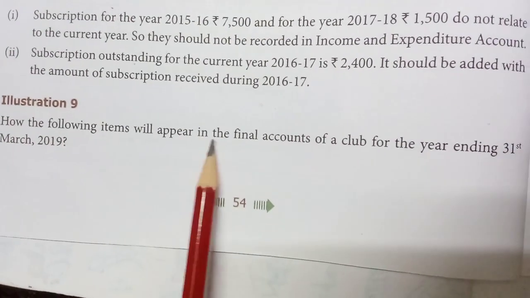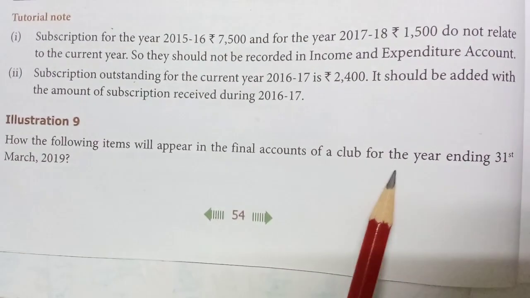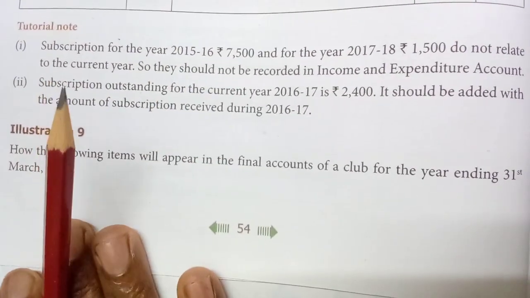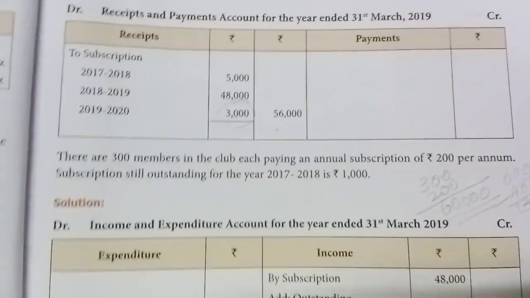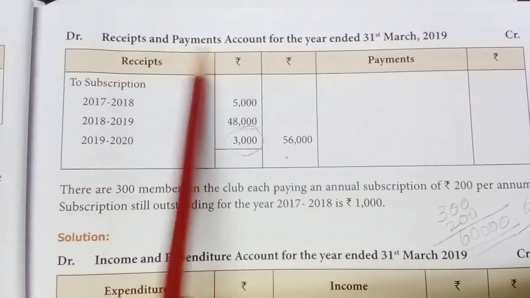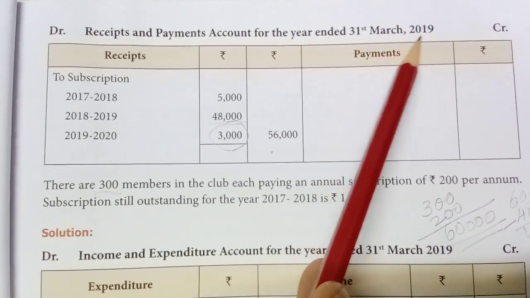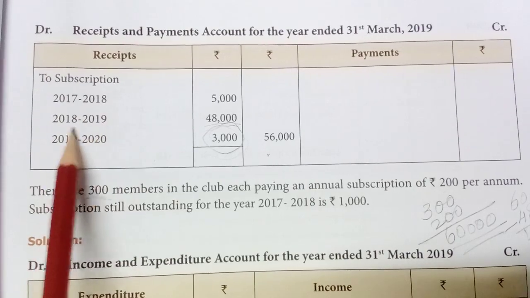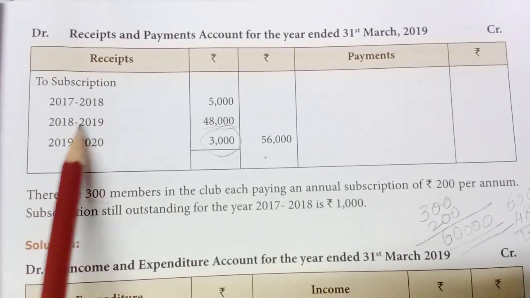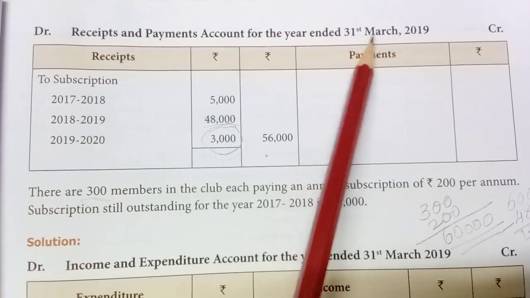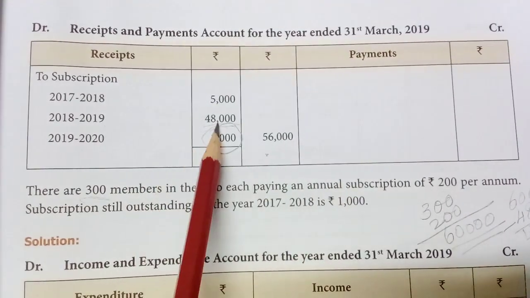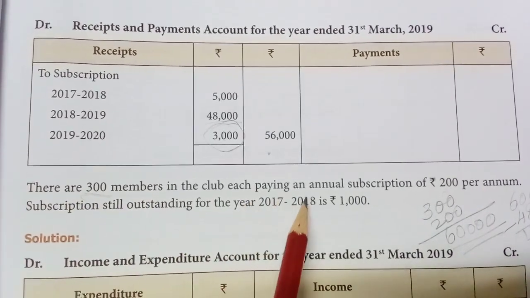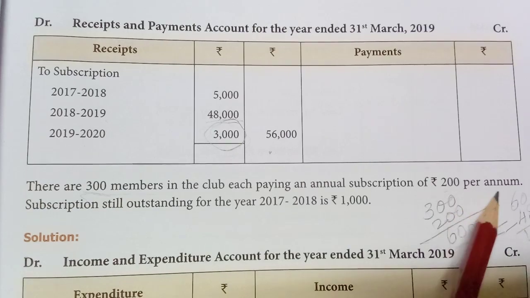How the following items will appear in the final accounts of a club for the year ending 31st March 2019. Receipts and payments account for the year ended 31st March 2019. Receipts: subscription 17-18, 18-19, 19-20. Current year is 18-19 because the date ends March 19. So current year 48,000. There are 300 members in the club, each paying an annual subscription of rupees 200 per annum.